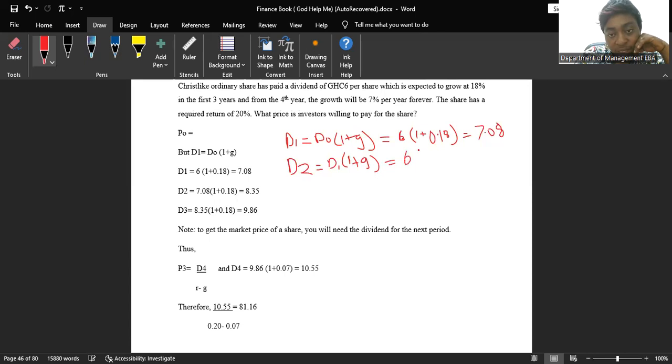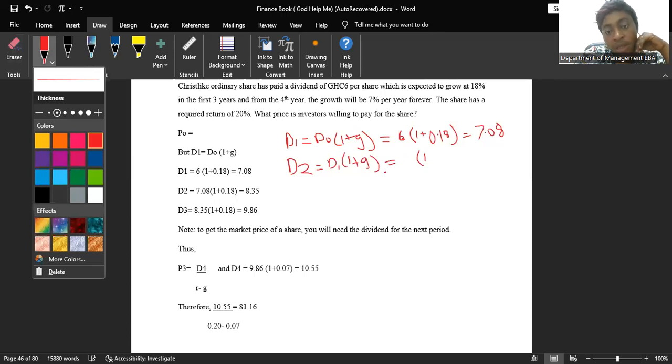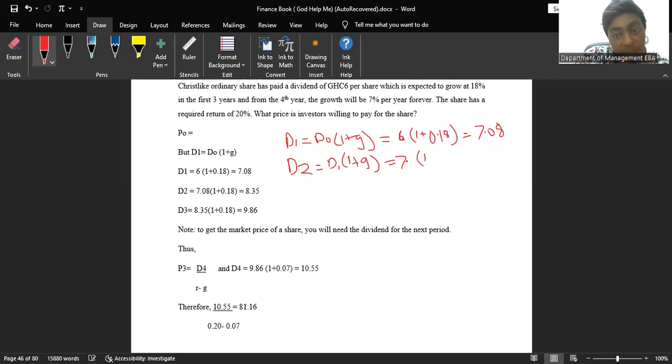D1 is this, 6 bracket open, 0.08 plus 0.8, point 5. Okay, the second dividend D2 is 8.35.